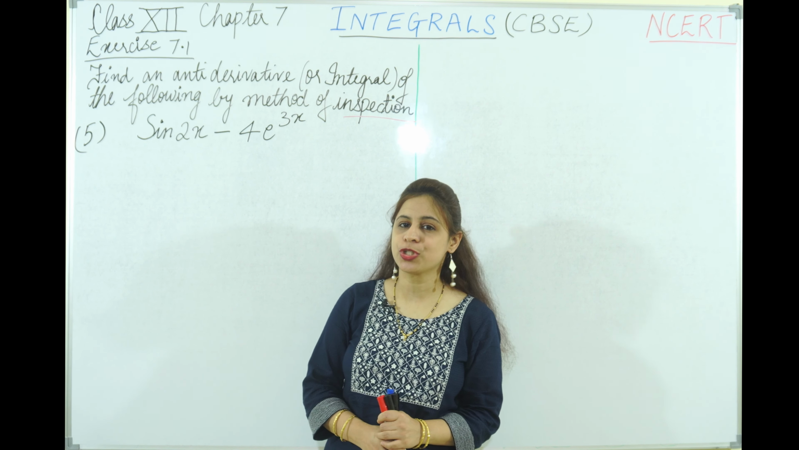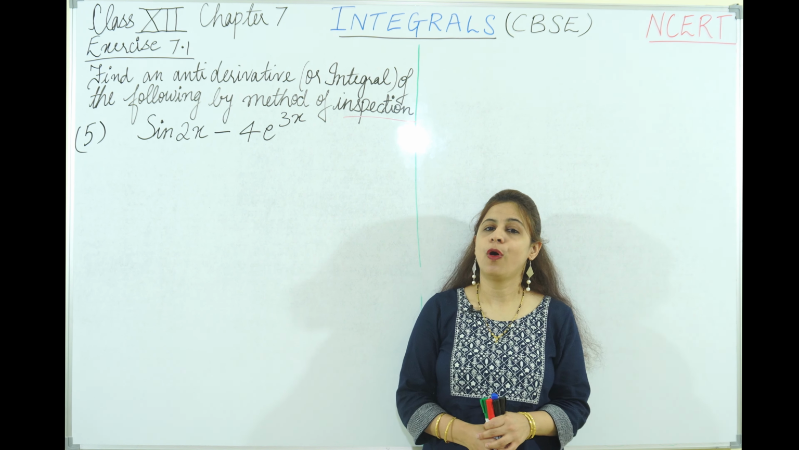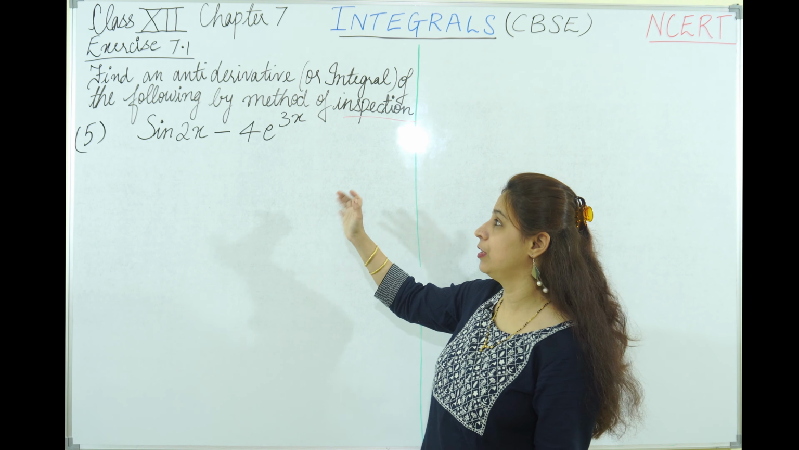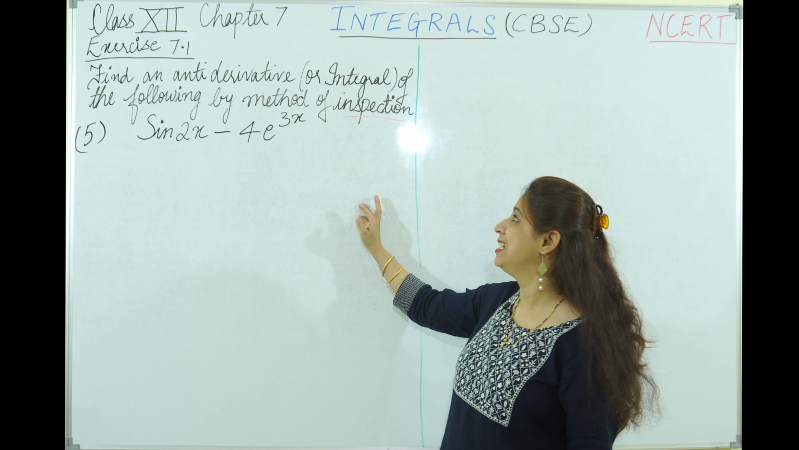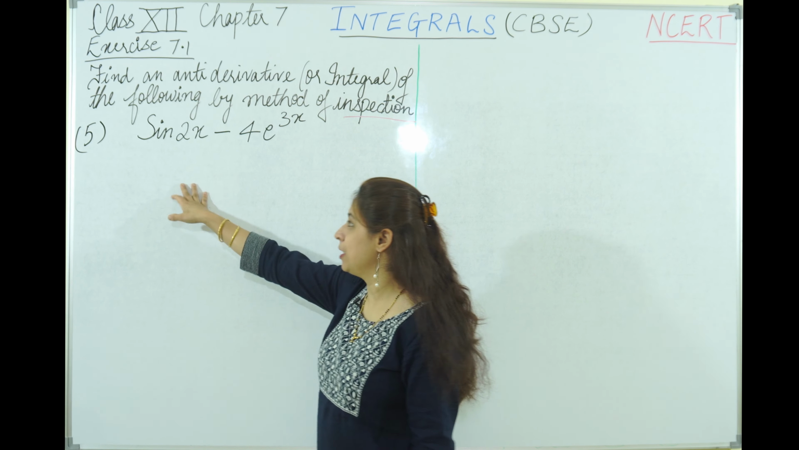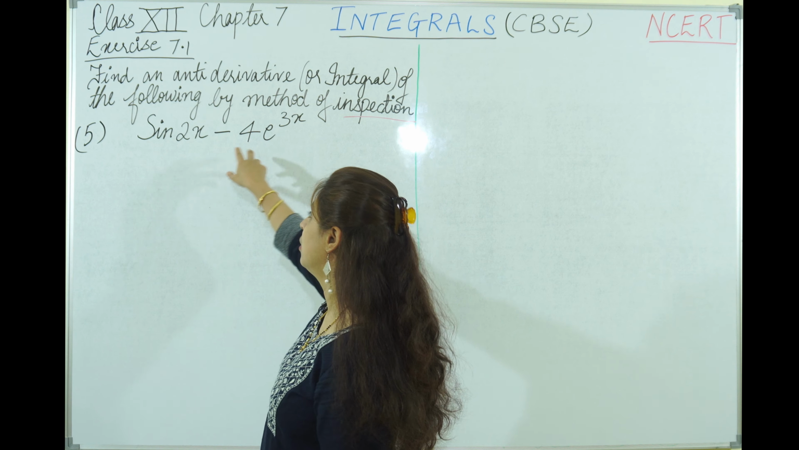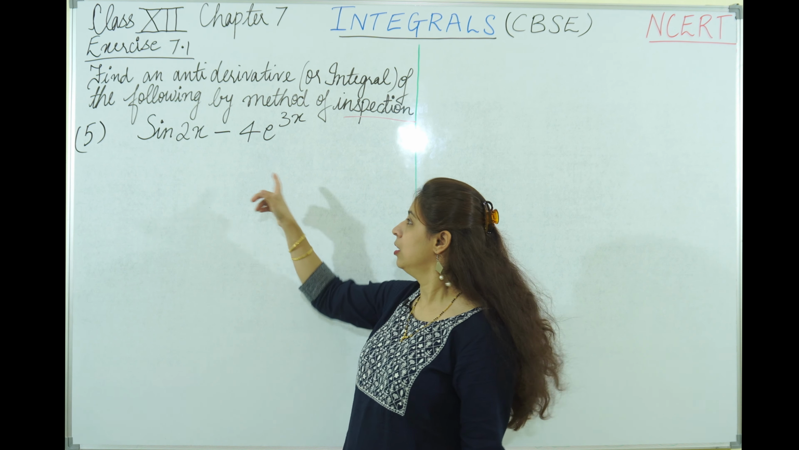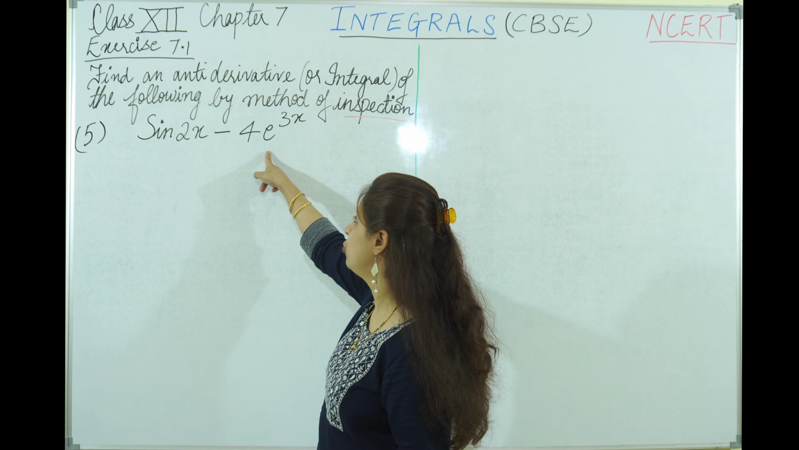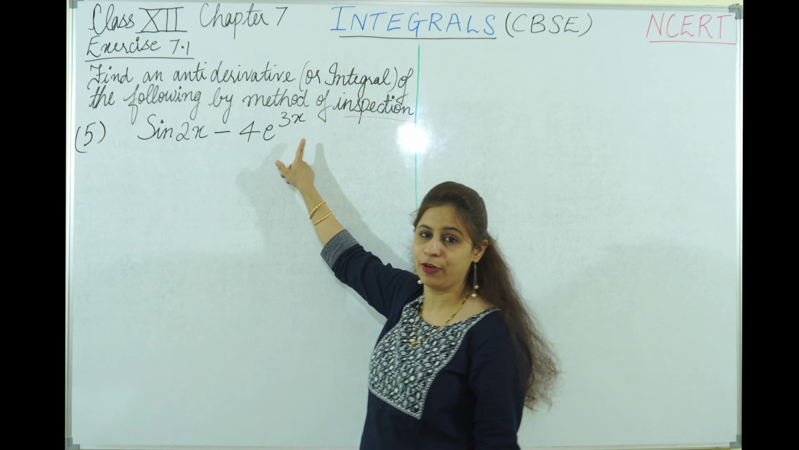So let us start with question number 5 of exercise 7.1 of chapter 7 of class 12 CBSE NCERT. In the question we need to find the antiderivative, or the integral, of the following by the method of inspection. The expression given to us is sine 2x minus 4e to the power 3x. So it has two functions. The first function is sine 2x and the second function is 4e to the power 3x, the exponential function.